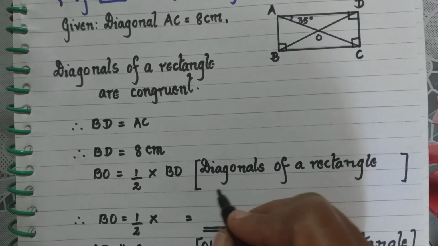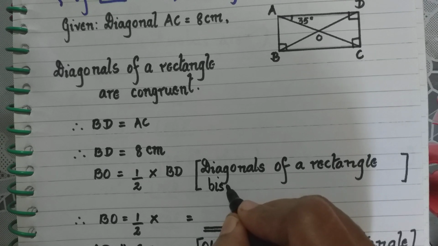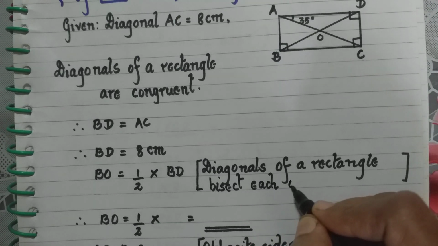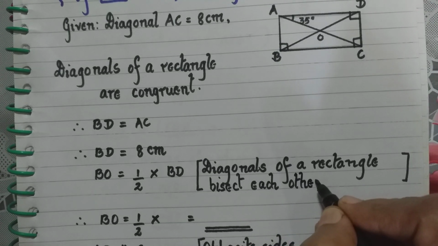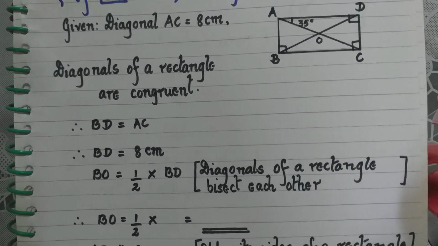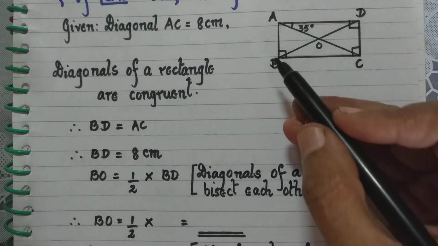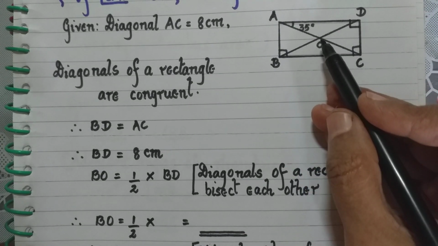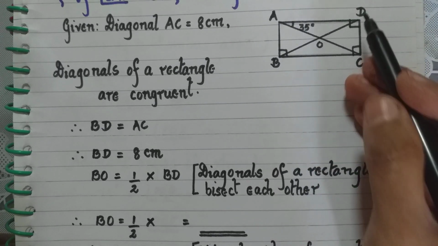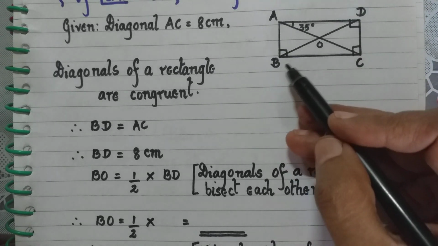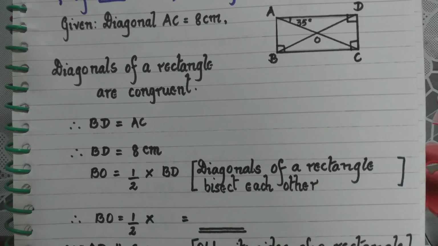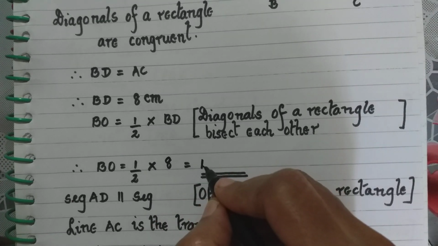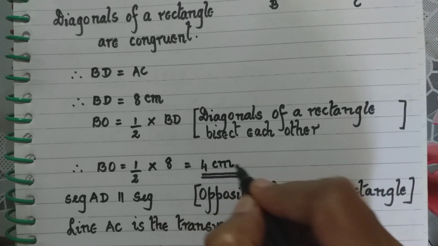Diagonals of a rectangle bisect each other, or we can say they are bisectors of each other. What does that mean? This diagonal AC divides BD into two equal parts. So it divides here at the point O, and BD was 8 centimeter. Therefore BO will be half of BD. Therefore half into 8, which is equal to 4 centimeter.